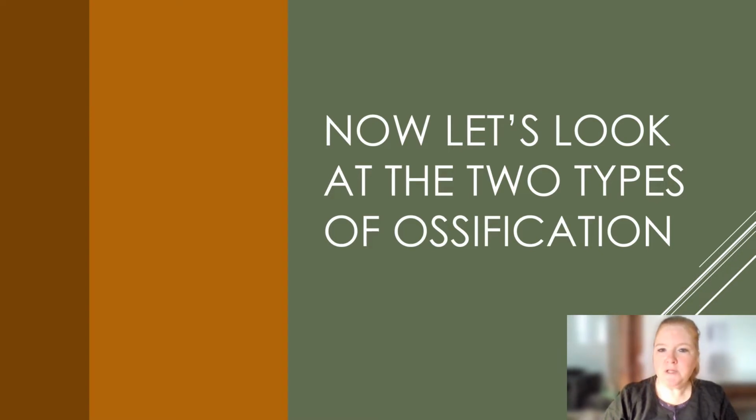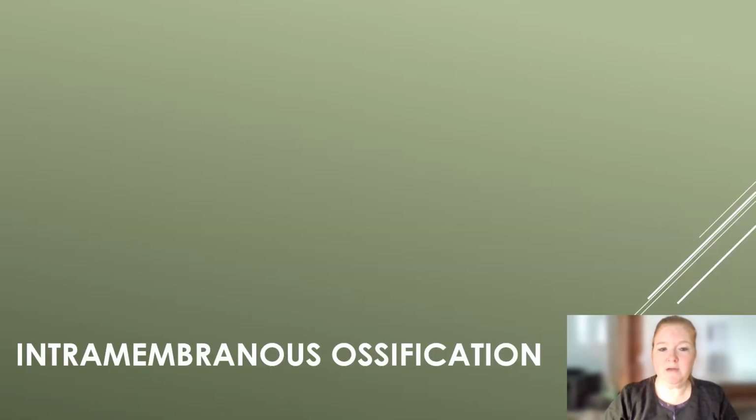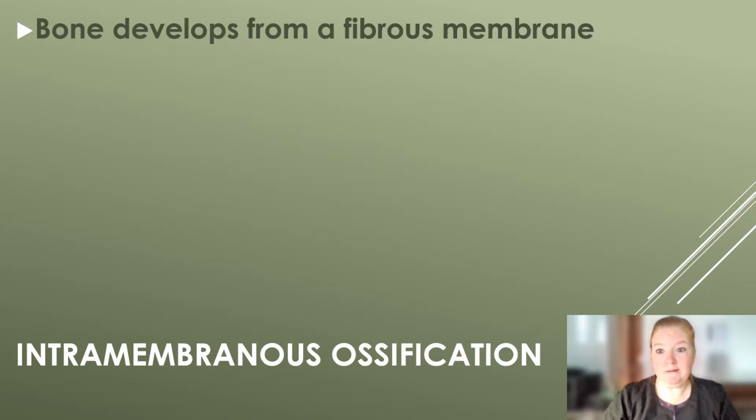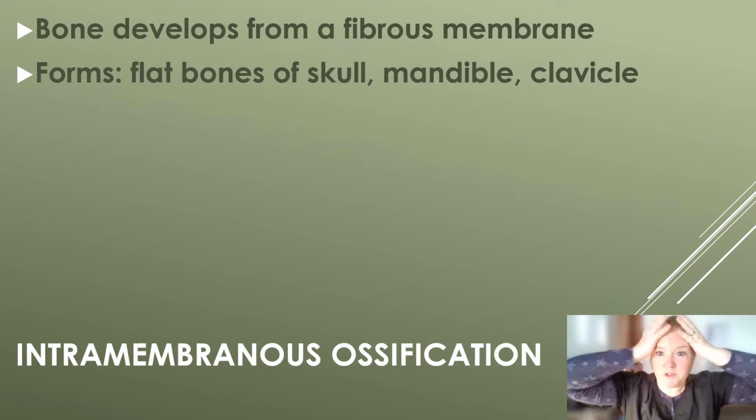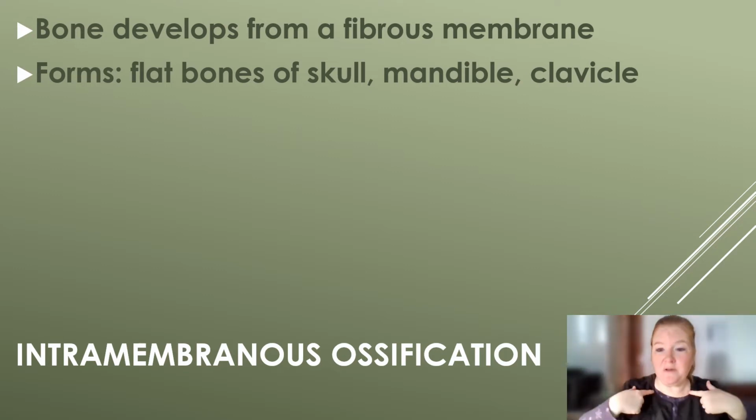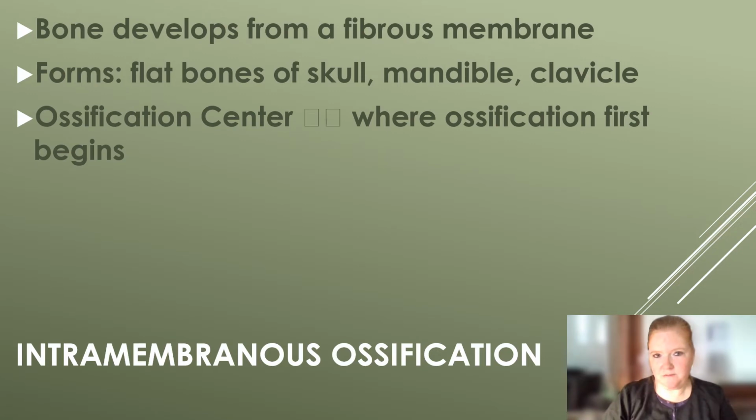Now there are 2 types of ossification. So we have intramembranous ossification. And that literally means the bone develops from a fibrous membrane. So it forms the flat bones of your skull, your cranium, your mandible, and your clavicle. That's it, just a few little bones.